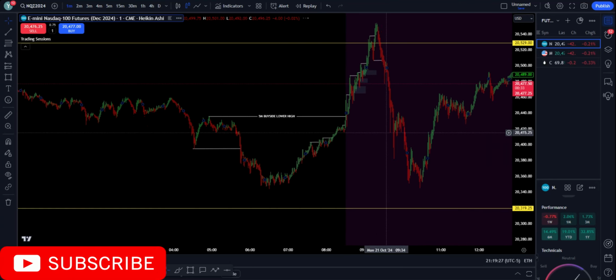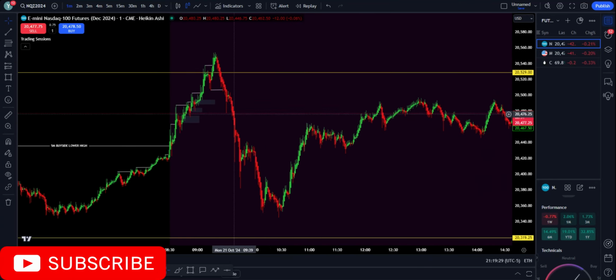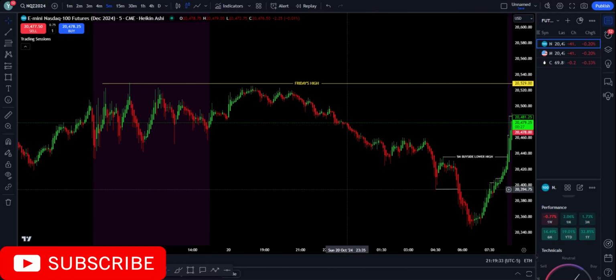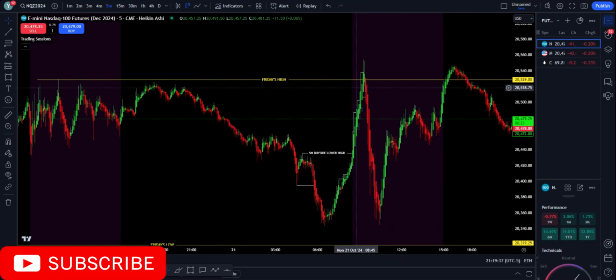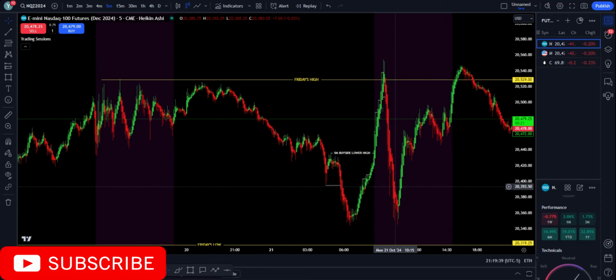So when we see something like this, first we need to back up to the 2 minute. As you can see, we just broke this. So where are we going? We go back down to the 5 minute, where this happened. On the 5 minute, the market was rallying all the way to take out Friday's high. As soon as we took out Friday's high, we started to dump.